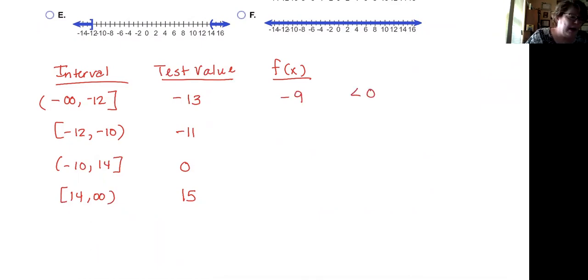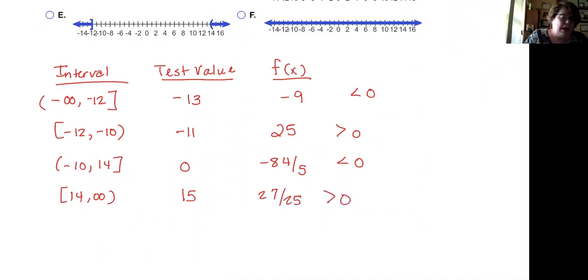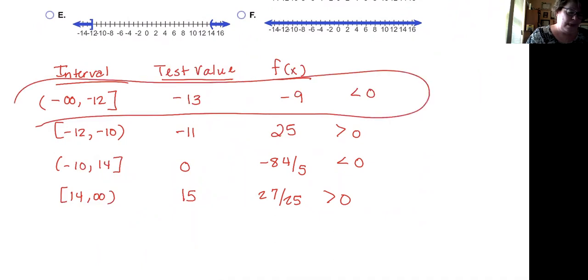Okay, so at negative 11, we get 25. That's greater than 0. At 0, we get negative, what do we get? Negative 84 fifths is what I got. Well, that's less than 0. And at 15, I got 27 25ths. Well, that's greater than 0. All right, so what am I interested in? I'm interested in where this is less than 0. Well, it's less than 0 here. And it's less than 0 here.